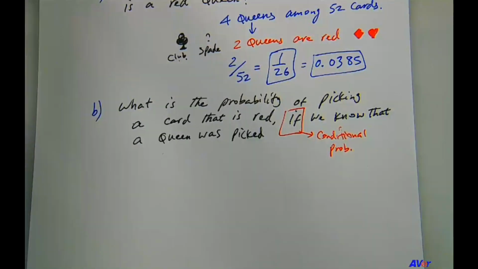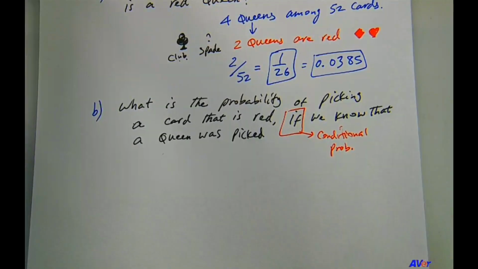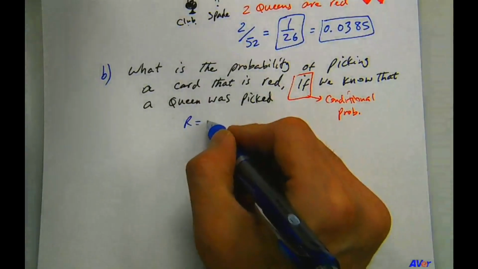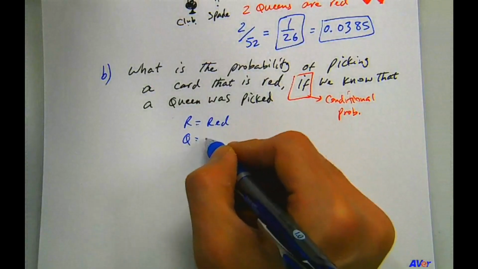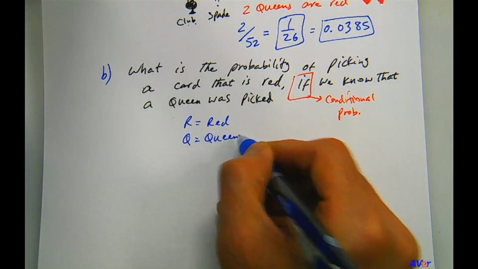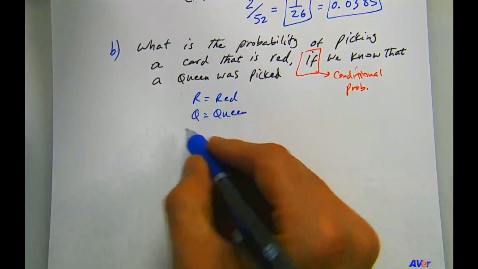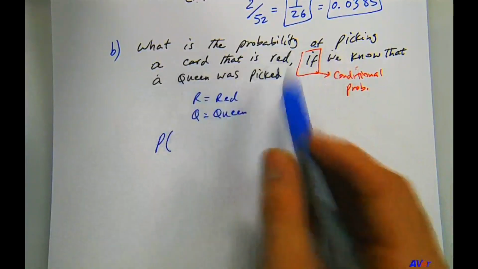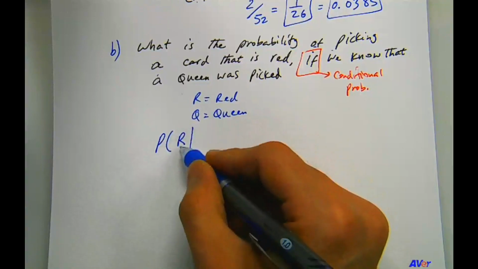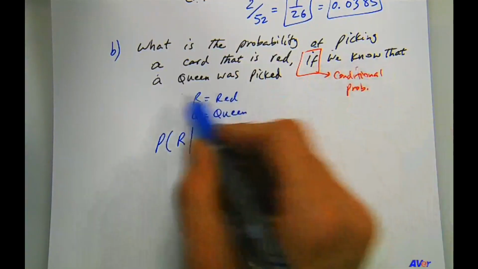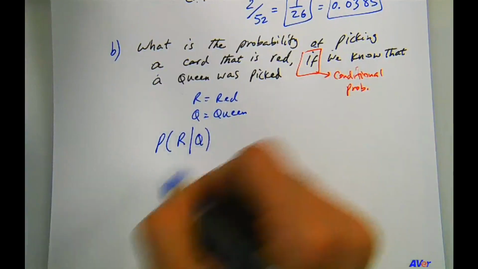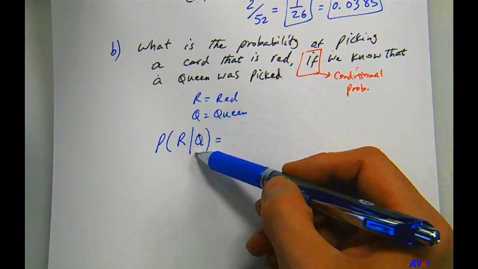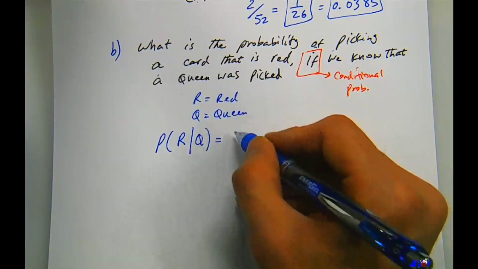So let's write this down. I'm going to give this a label so we can better use it in a formula. R for red and Q for queen. Okay, so we're looking for the probability of picking a card that is red. So that's the unknown probability if we know that a queen was picked. Queen on the other side. So this is the translation of that problem using conditional probability notation.